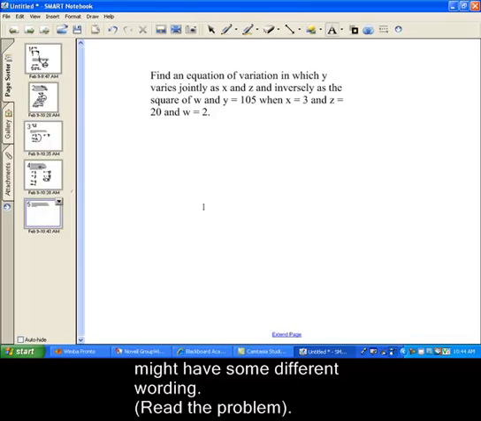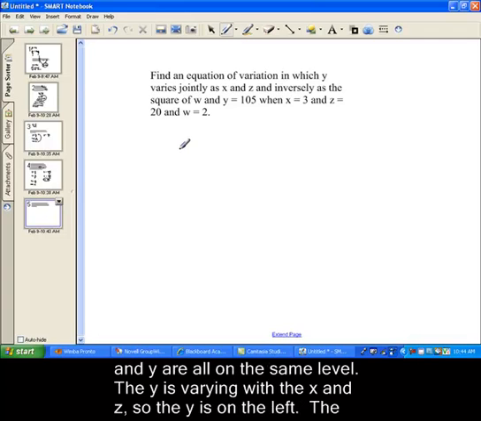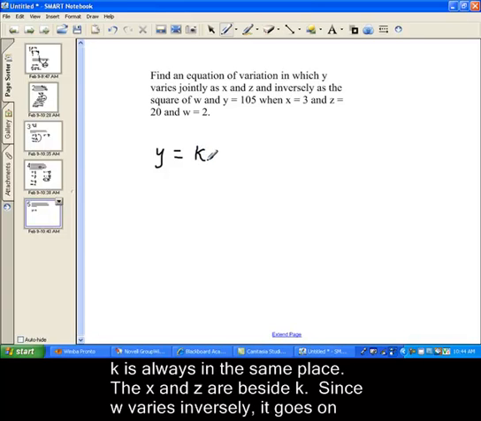It says find an equation of variation in which y varies jointly as x and z. So it's saying that this y is varying jointly with the x and the z. That also means direct variation. That means that the x and the z and the y are all on the same level. It's saying that y varies jointly. So y is out here on the left. It's telling you that it's varying with the x and the z. So we still always have our k here when we talk about direct variation. But we also have the x and the z.